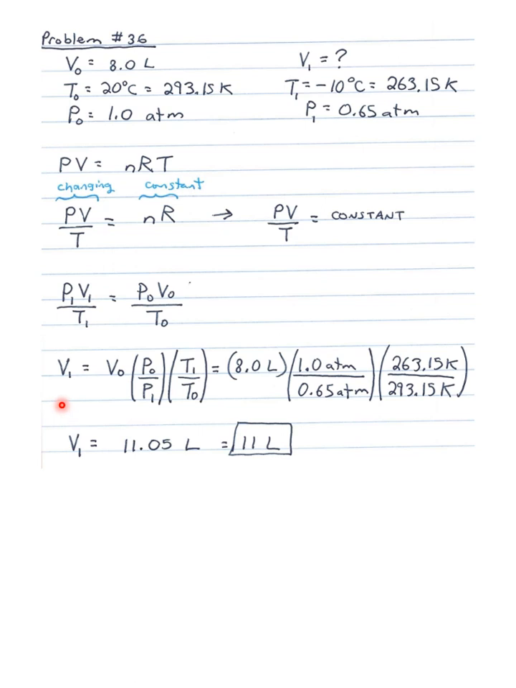V1 is, and you see that it's related to the original volume. It's related to the ratio of the pressures, P naught over P1, and it's related to the ratio of the temperatures, T1 over T naught. We plug those values in. We can keep volume in liters. We can keep the pressures in atmospheres because whatever those units are, as long as they're the same, they're going to divide out. And we're left with 11.05 liters, or we'll round that to 11 liters.